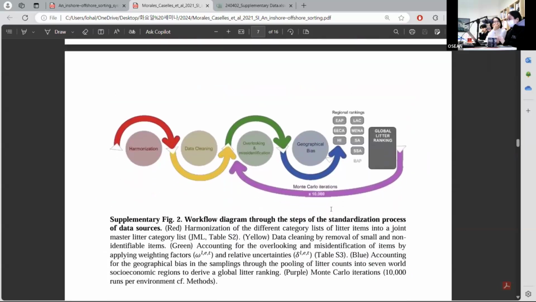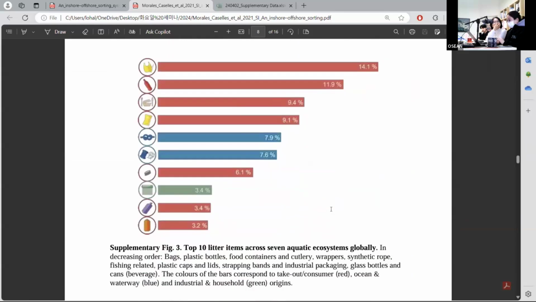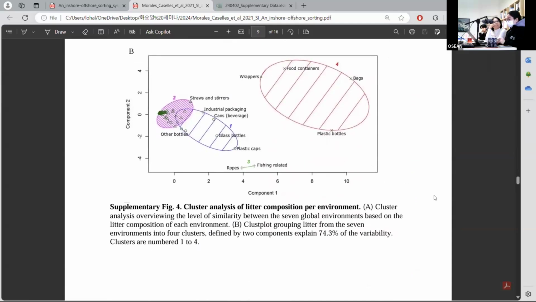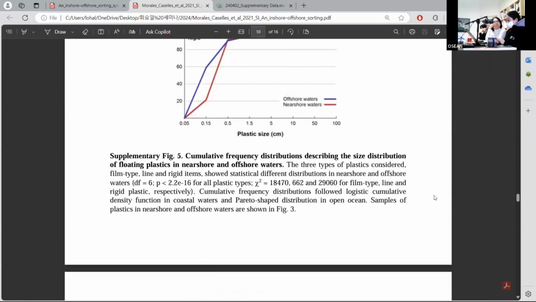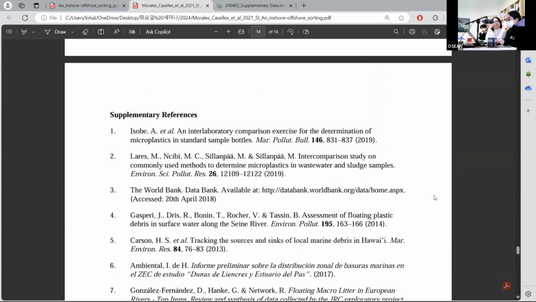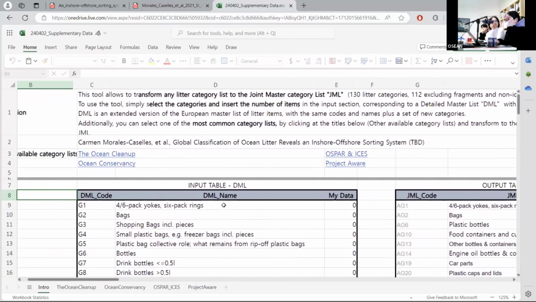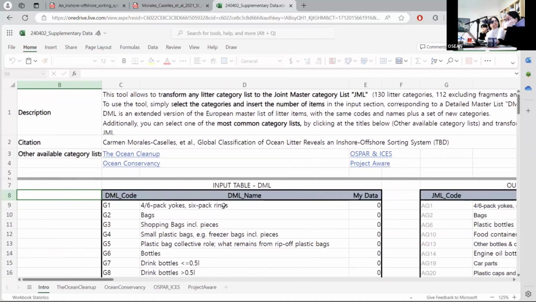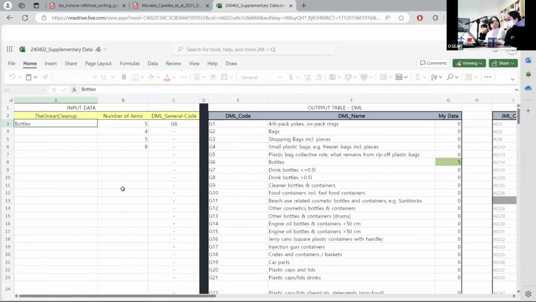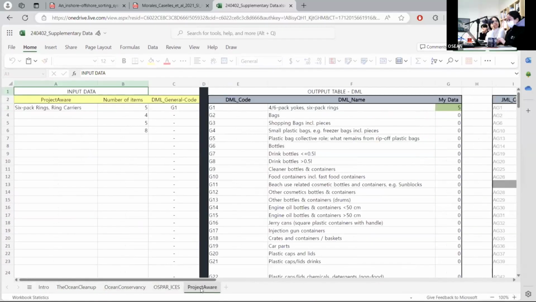And then this is the workflow diagram through the steps of the standardization process of data sources. This is the top 10 litter items across 7 aquatic ecosystems globally. And then this is the cluster analysis of litter composition per environment, and many other graphs. This is additional references. This is the additional Excel file that they attached, with all the JML and DML information, and you can check it out. They have data from a few places. And yes, that's all.